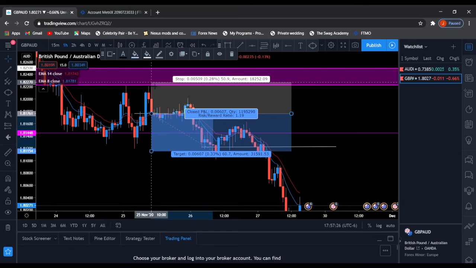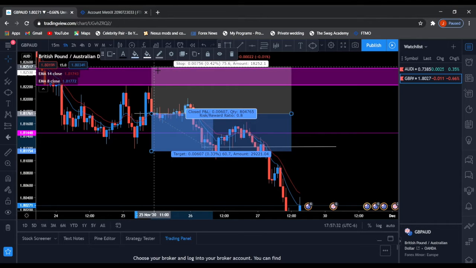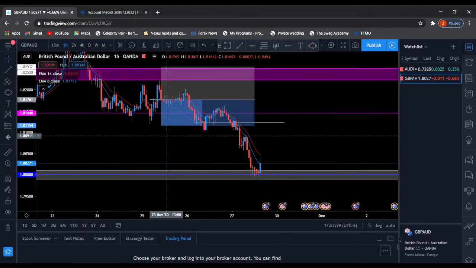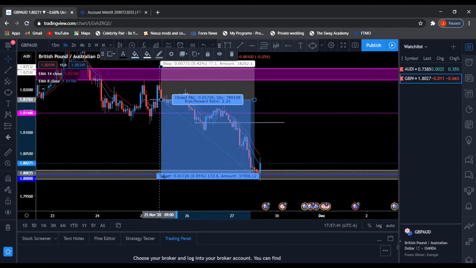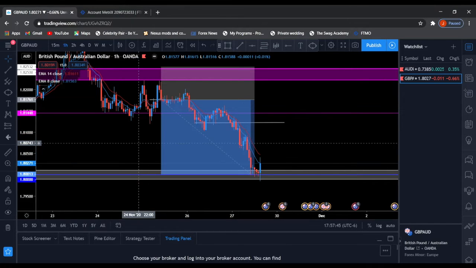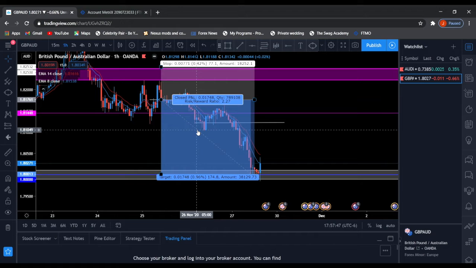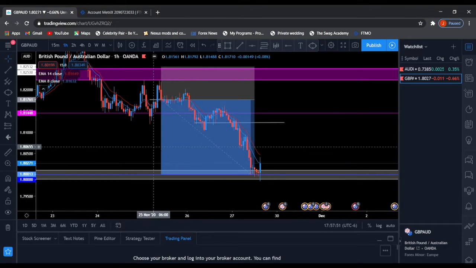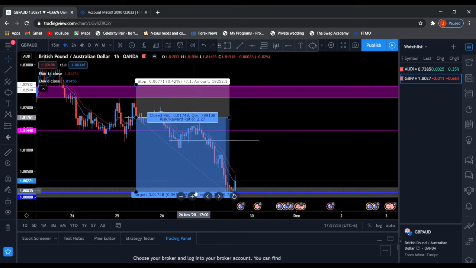You could have put your stop loss around here since it's the last lower high, but just to be safe, I put my stop loss above the mid level. So I had about a 77 pip stop loss, and then my take profit was 1.8 flat again. So that was 2.27 risk to reward and a 174 pip take profit.